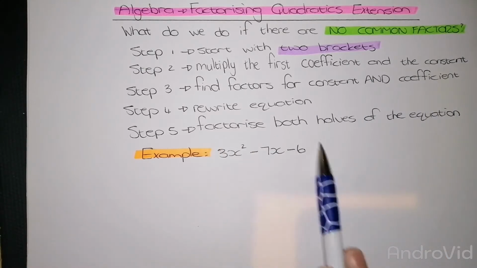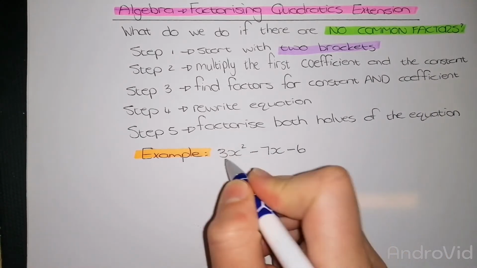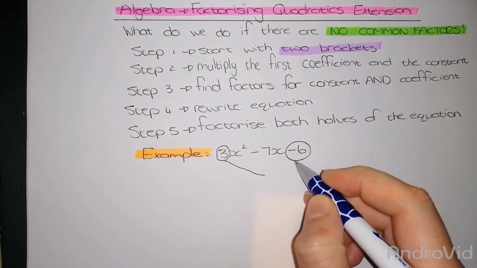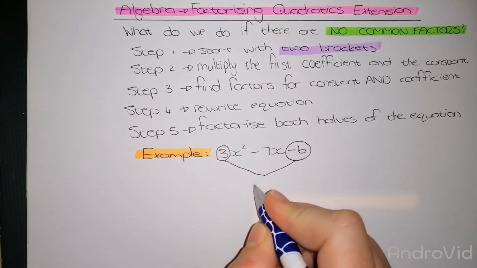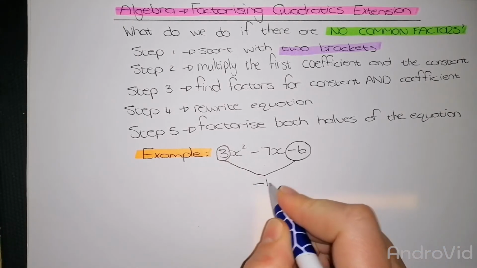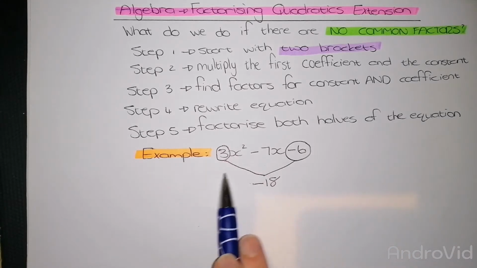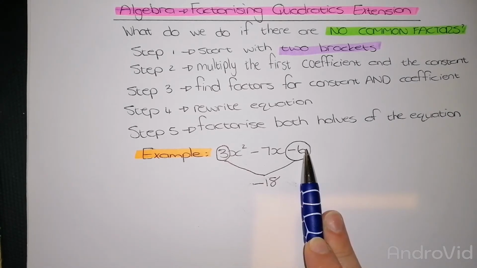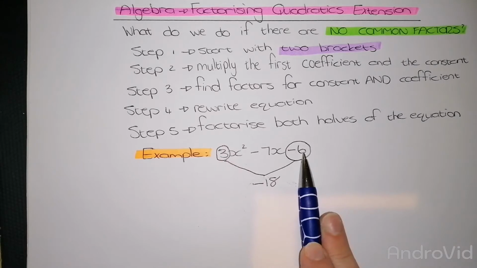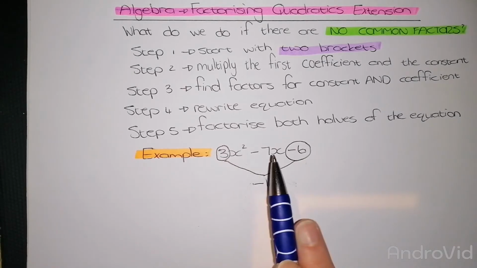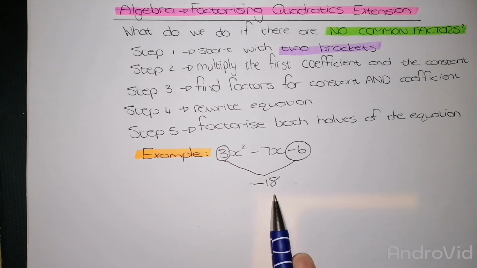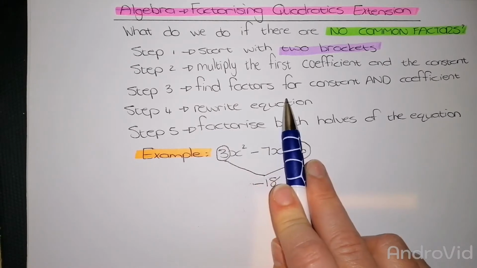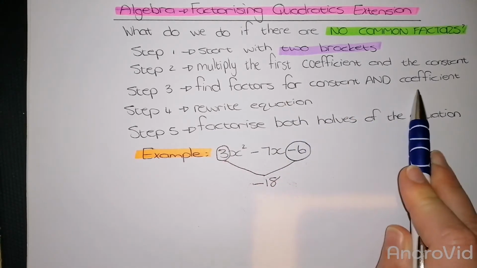If this is my example, what I need to do is multiply this 3 with that -6. When I multiply those two, a positive and a negative gives me a negative, and 3 and 6 gives me 18. Now that I have 18, I need to use -18 as if it is the new constant. So technically, my new equation is going to read 3x squared minus 7x minus 18. So what I need to do now is go to step 3, which is find the different factors for the new constant and the coefficient.